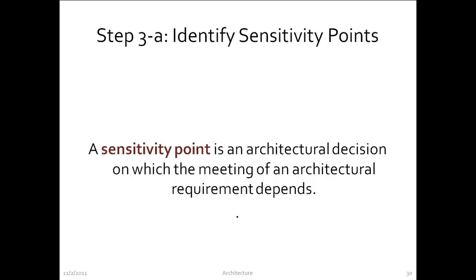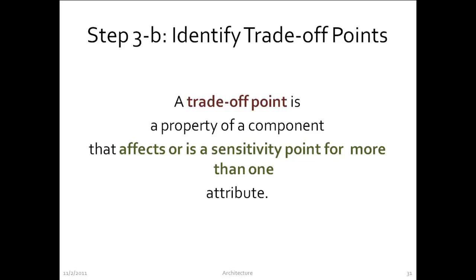So what component or what property of the component enables the architecture to meet a requirement, that is known as a sensitivity point. So for example, a backup database is the sensitivity point for reliability or availability. The degree of encryption is the sensitivity point with respect to security. Things like that.